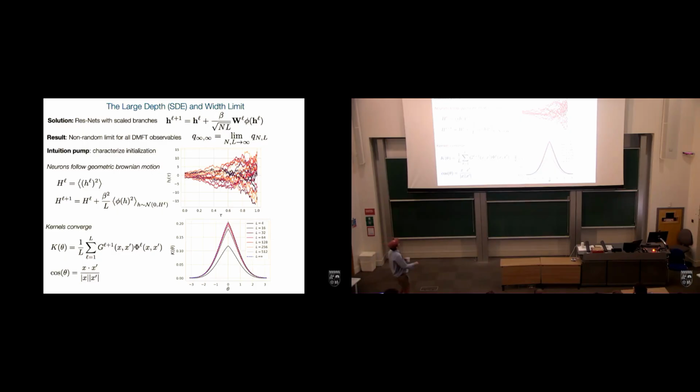The single neurons themselves, you could think about as sort of stock prices. They're following this rough geometric Brownian motion thing. But the kernels are smooth. The kernels are evolving in terms of this difference equation. You can stare at it, and it's sort of like an ODE for the kernels with a 1 over L step size.